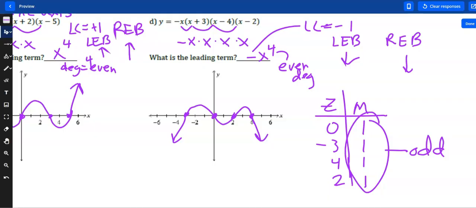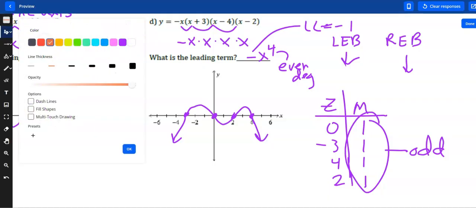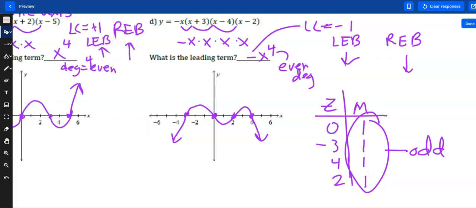Now, I catch kids who make up zeros which are not true, because they do something like this. Cuts through, cuts through, cuts through. Well, they made up a whole bunch of zeros that aren't there. It only goes through the x-axis 4 times. Don't make up zeros which you know are not true.